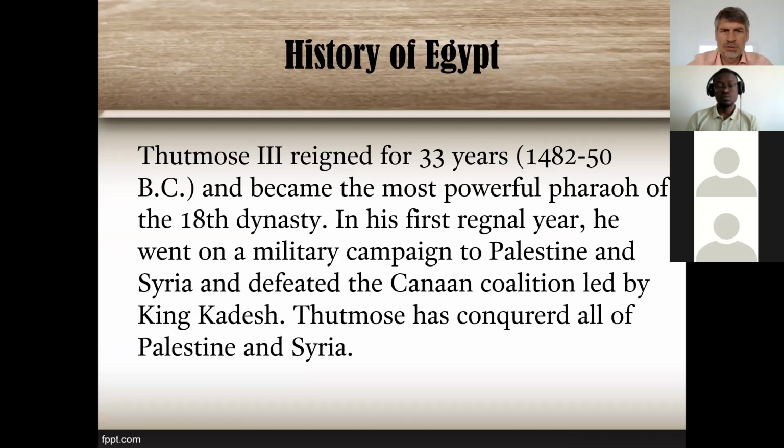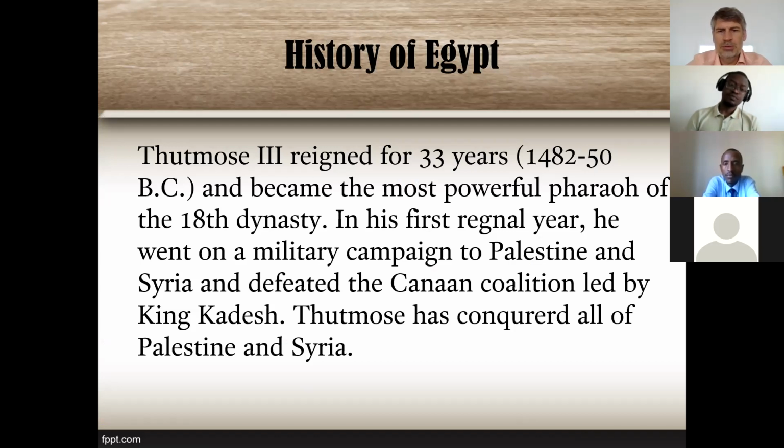So what about Thutmose III? He reigned for 33 years, and he was a very, very successful pharaoh of Egypt. He became the most powerful pharaoh of the 18th dynasty, and almost every year he did a military campaign to Palestine and Syria. He conquered all of Palestine and Syria, and he was one of the most successful, as I said, pharaohs in Egypt. But pay attention to the years of his reign.